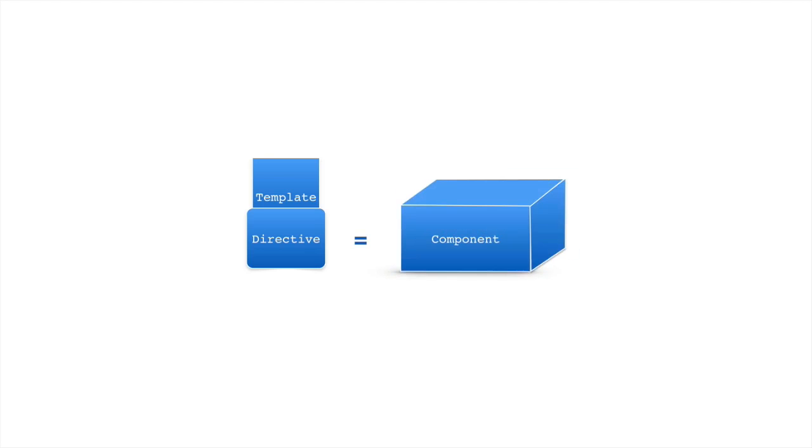So at the core, everything starts with directives. Directives add custom behaviors to your application, and they can be extended to whatever you need. Then you have templates. You put templates with directives together to create components. And these components form the building block of your application. Components are essentially custom HTML tags that you can define with custom behavior and custom template.